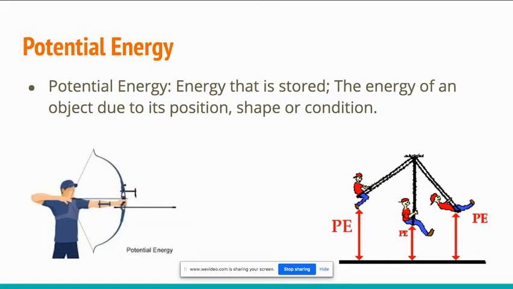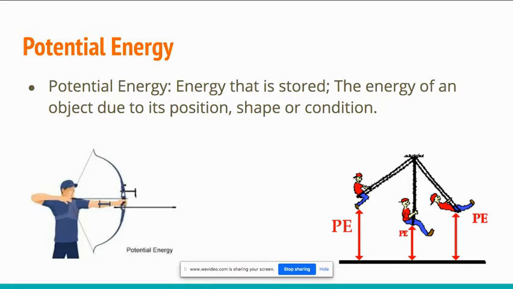So, potential energy, we already talked about this. This is a quick review. Energy that is stored, right? It's the energy of an object due to its position, shape, or condition. The point of potential energy is that there is the potential for use, right?